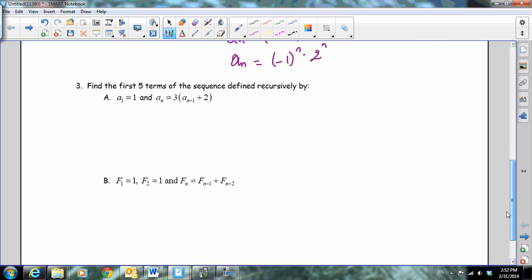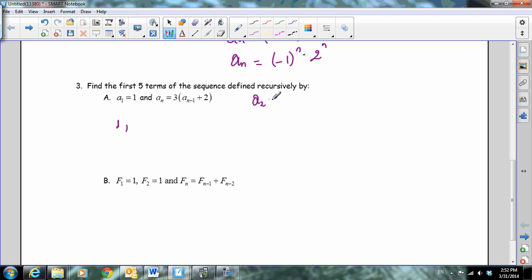For number 3, let's find the first 5 terms of the sequence defined recursively by this expression. So the first term is A1. So A1 is 1. I cannot change it. The second term is, now I plug in A1 here. That will be, second term will be A2.